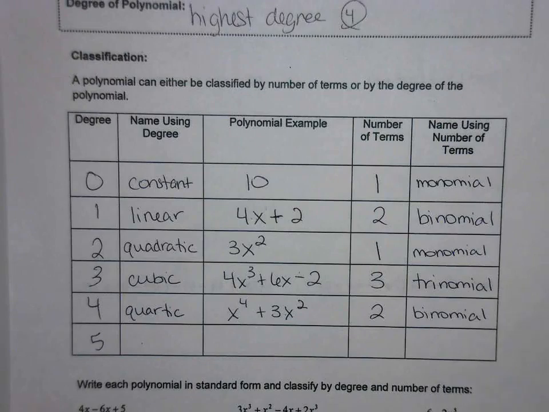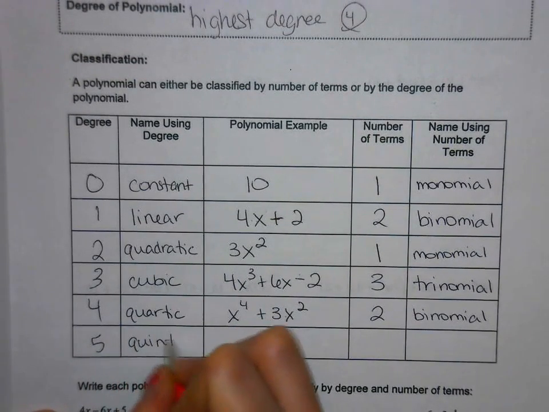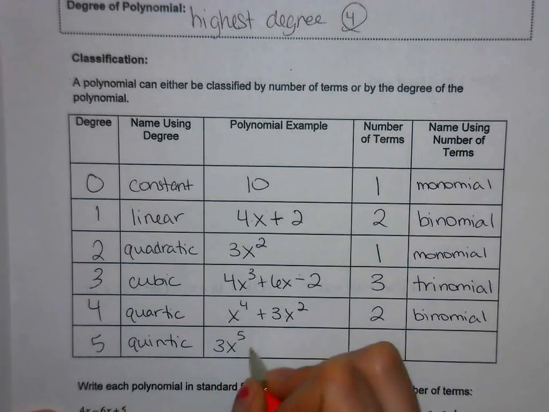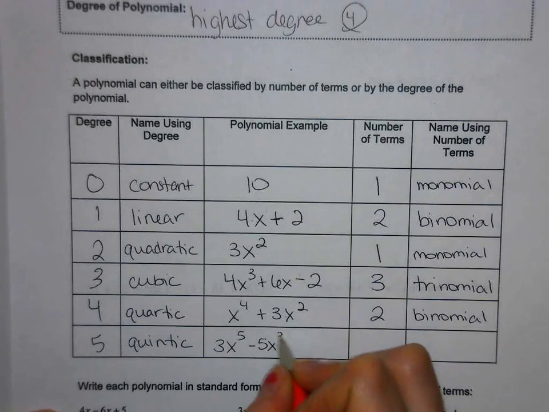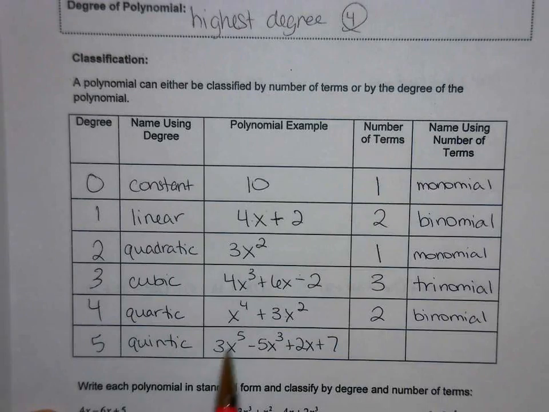And last degree, if it's a degree of 5, it's a quintic. So for example, we could have 3x to the fifth minus 5x to the third plus 2x plus 7. The highest degree that we have is 5, so it's quintic. There's 1, 2, 3, 4 terms.